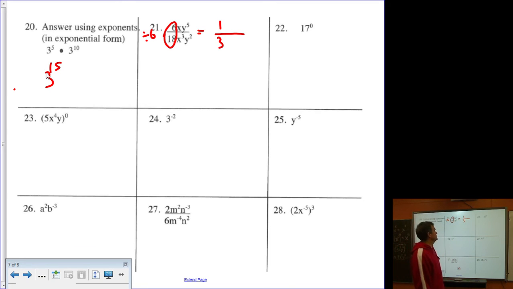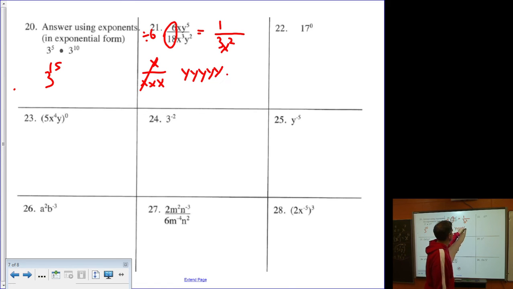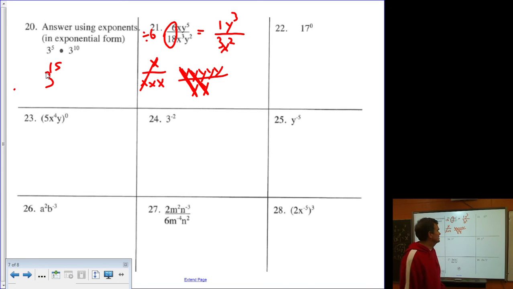And then I need to cancel out the variables. With the x's, I have one x on top and 3 x's on the bottom. So when I go to cancel those out, there would be 2 x's left over on the bottom. With the y's, I have 5 y's on top. I have 2 y's on the bottom. So when I go to cancel those out, I end up with 3 y's left on top. And my final result is y to the third over 3x squared.